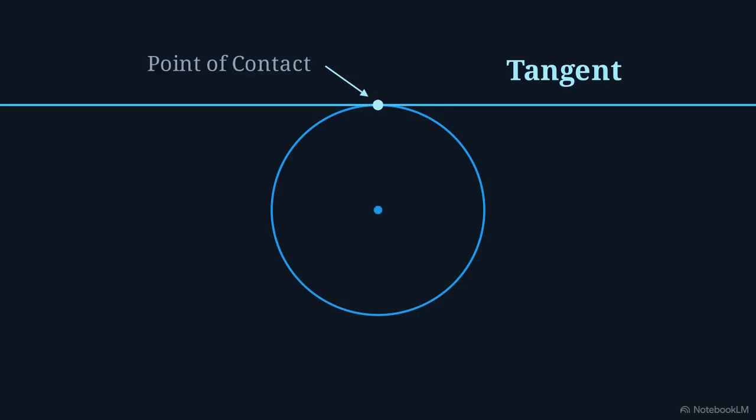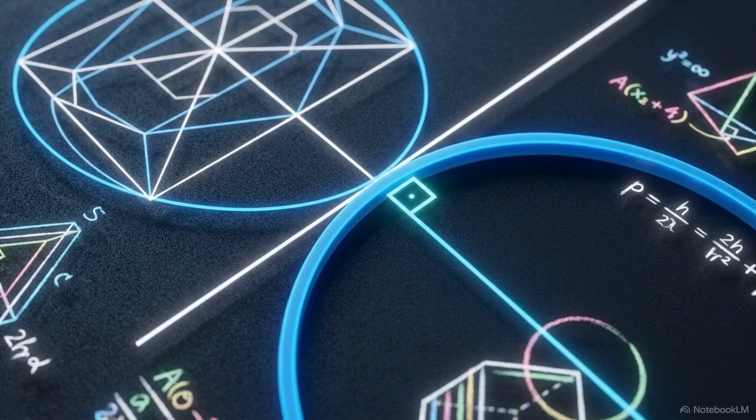To see this mechanically, extend a radius from the center to that point of contact. They meet at exactly 90 degrees, always forming a perfect right angle. This perpendicular intersection gives us a strict mathematical anchor. It allows us to calculate distances and angles in otherwise complex geometric systems.